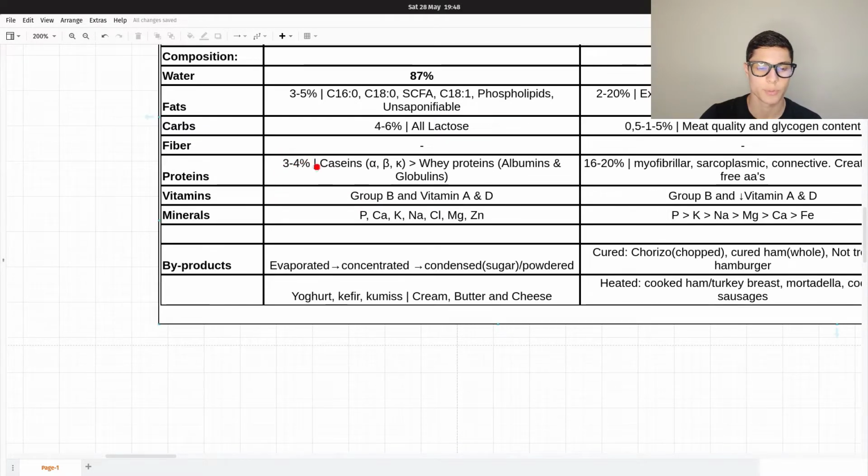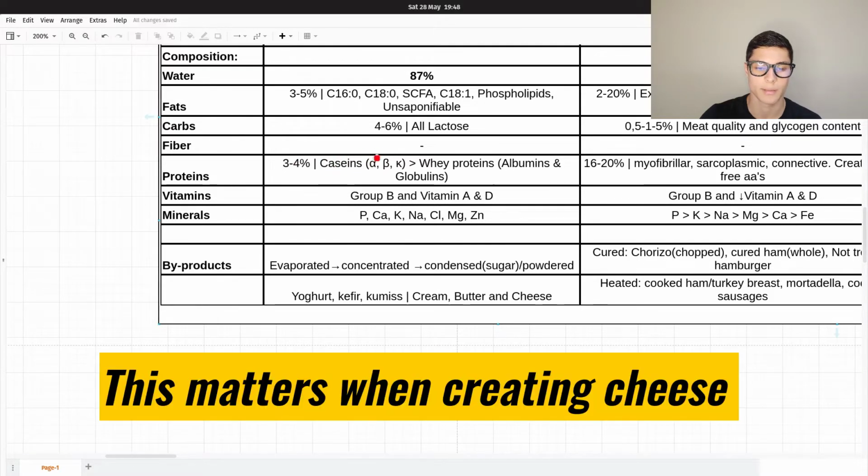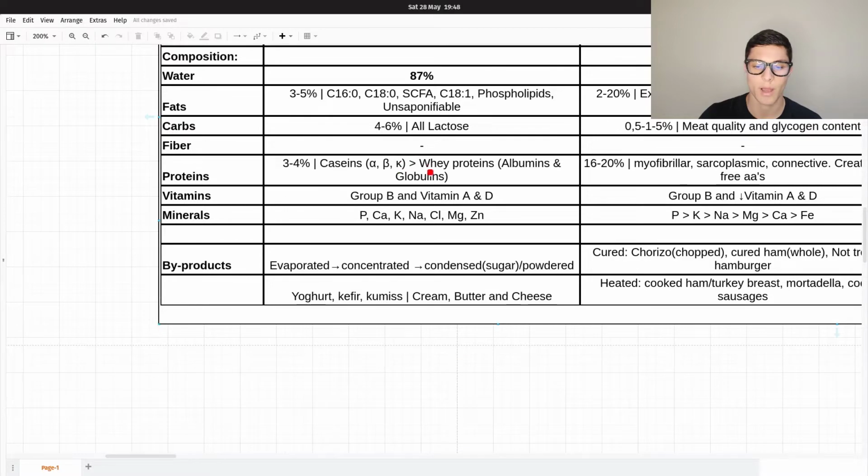Proteins, 3 to 4%, where the majority are caseins. Alpha and beta are for emulsification, and the K is for stabilization. And then we have whey proteins as well, which are formed by albumins and globulins. Very high quality proteins in here. Vitamins from the group B, and vitamin A and D. Minerals, the phosphorus, the calcium, the potassium, the sodium, the chlorine, the magnesium, and the zinc.